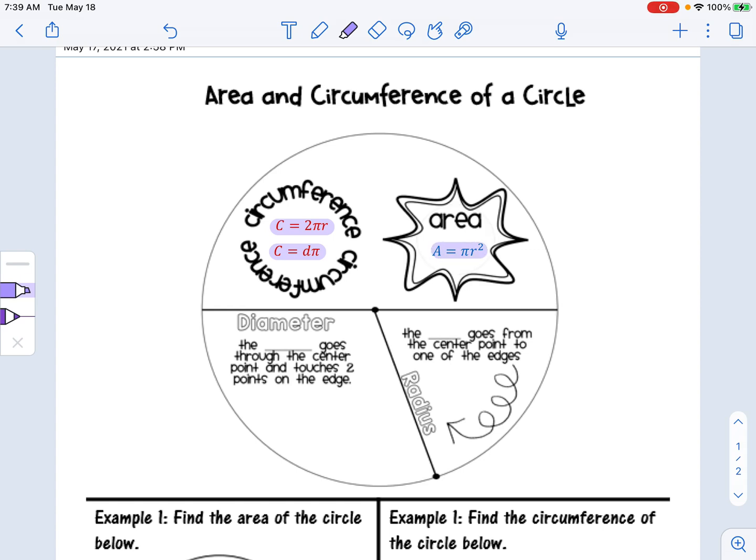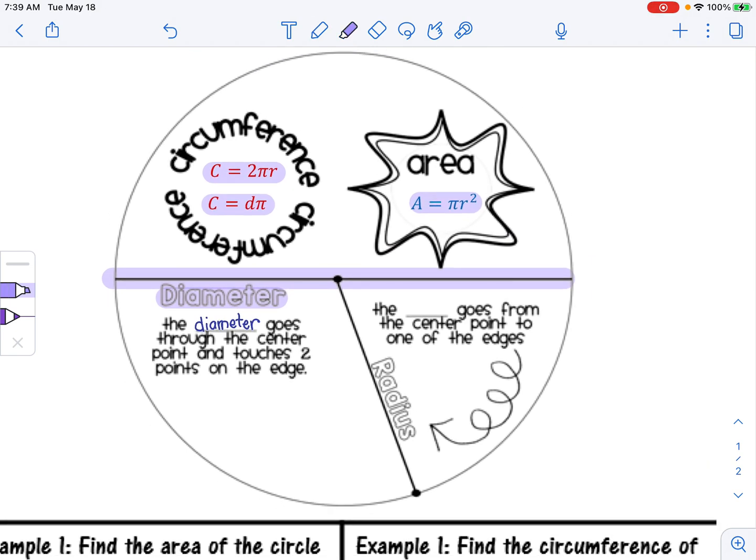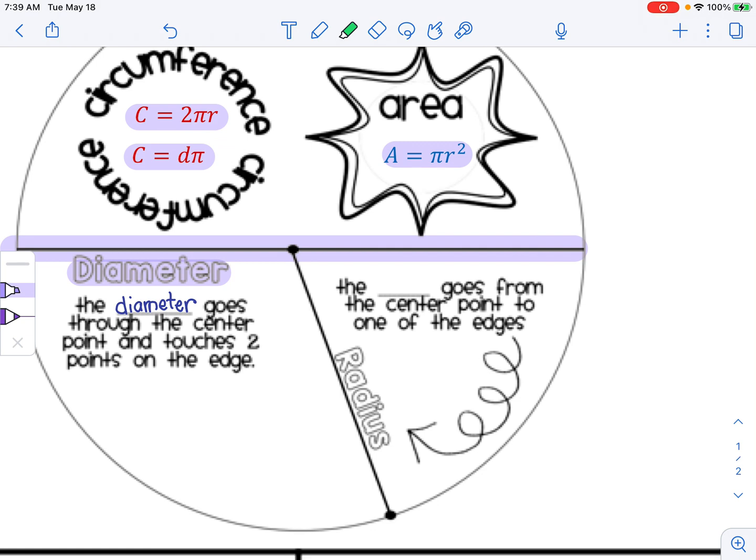Okay, so if we look, the diameter goes through the center point and touches 2 points on the edge. So right here, this whole thing would be our diameter. Let's write that word in. Whereas the radius goes from the center point to one of the edges. So it's only half of the diameter.